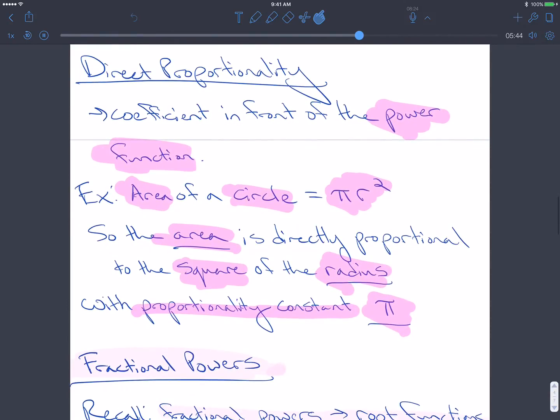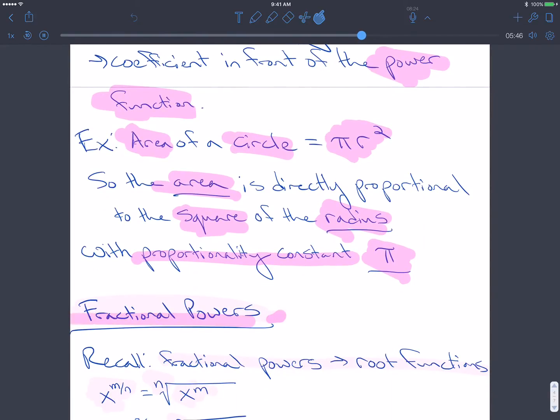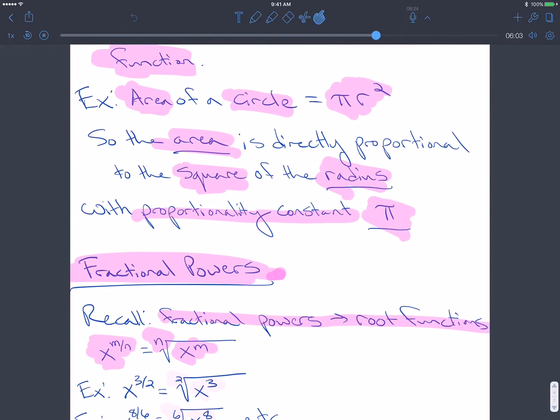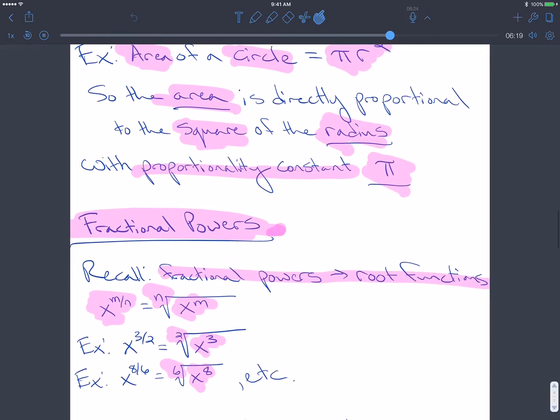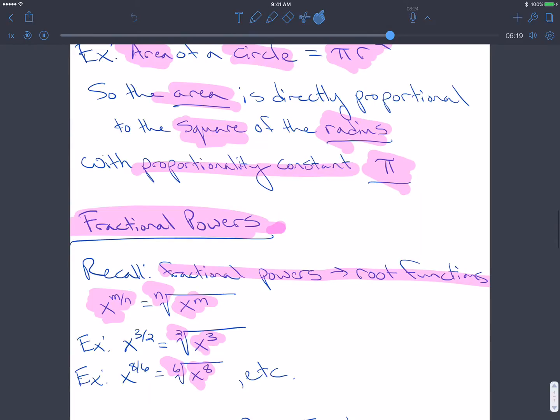This is also where we first explicitly talk about fractional powers, which we have talked about in class actually quite a bit. Your fractional powers, as you probably recall from that discussion, correspond to a root function. So if I have x to the m over n, I'm taking the nth root of x to the m. So x to the 3/2 is the square root of x cubed. x to the 8/6 is the 6th root of x to the 8th, which I could reduce to x to the 4/3, which would be a cube root of x to the 4th, but you get the idea. Whatever is in the denominator of the fractional power is the root that corresponds to that function.